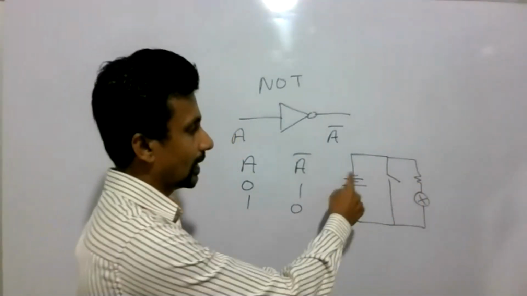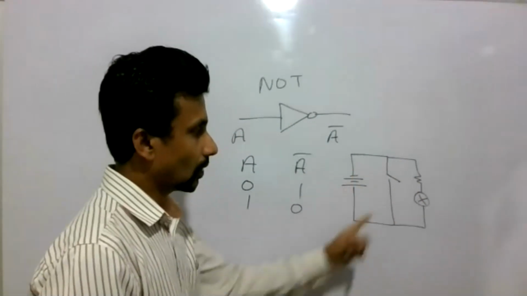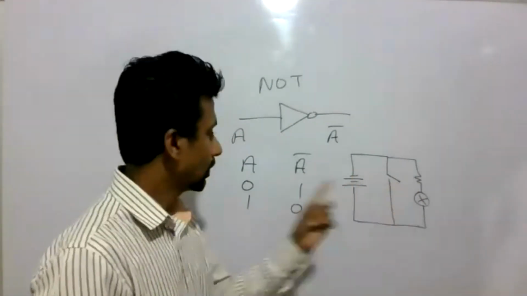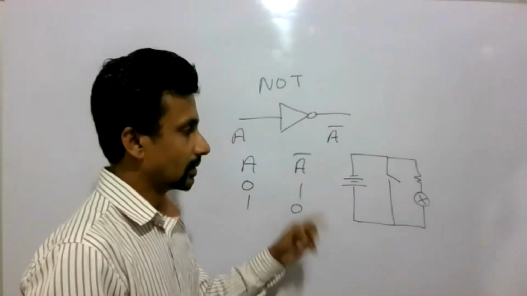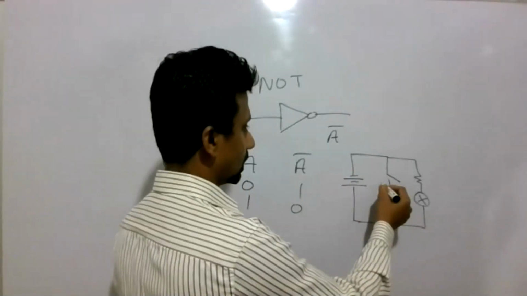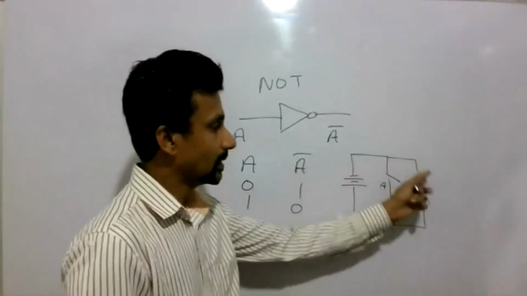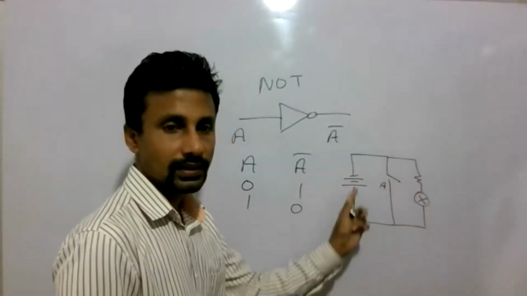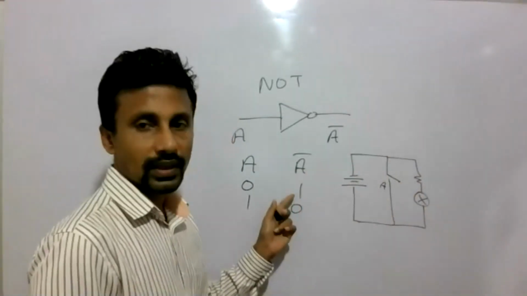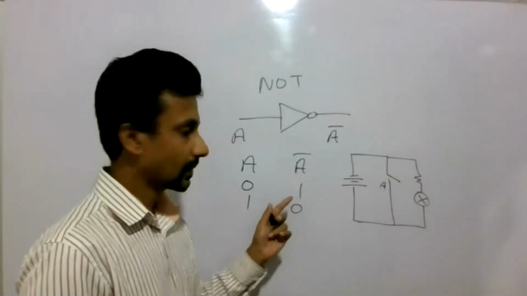So when the switch is off, what will happen? This is the bulb. This is switch A, off. So your output is, the bulb is working. So current is flowing like this. That's why I have put here 1.